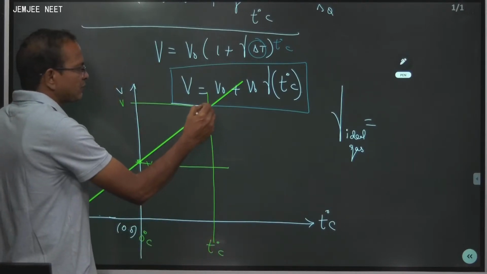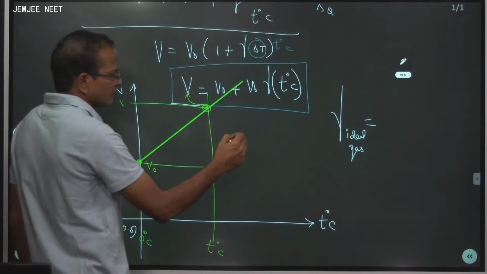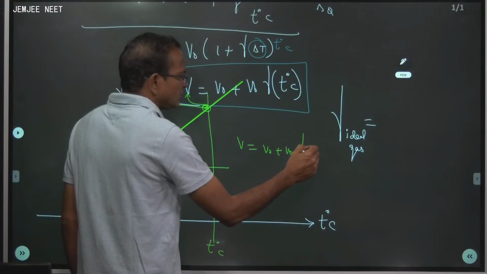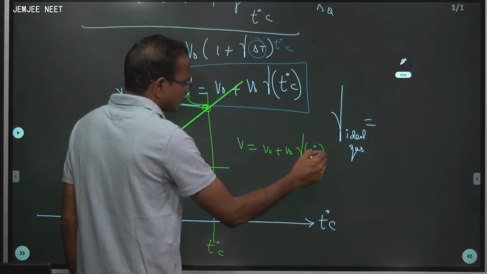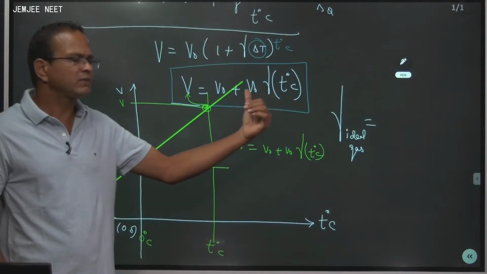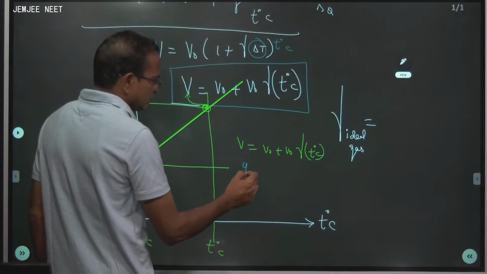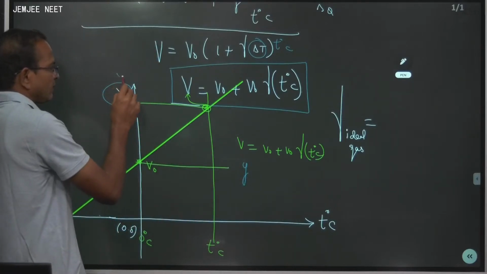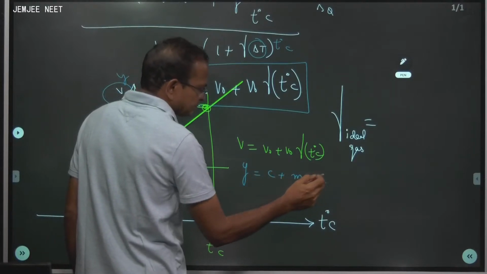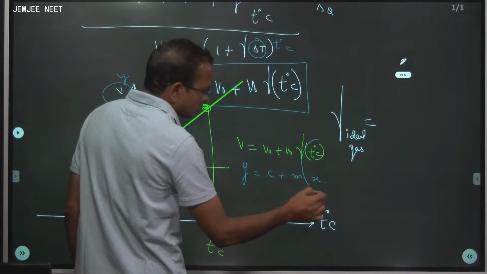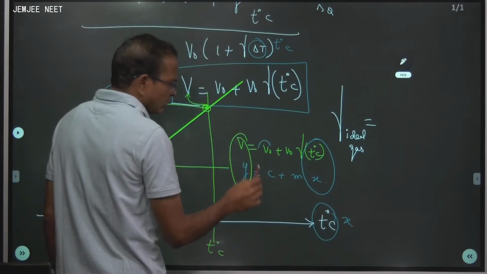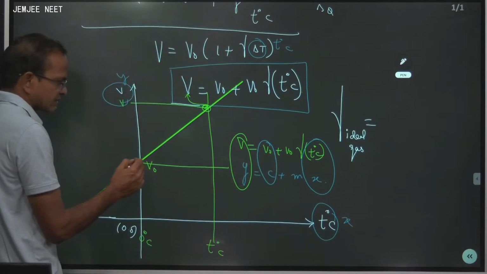Now, what is the expression for this V? That is what is given here. V is equal to V naught plus V naught gamma T degrees Celsius, or delta T, that is your choice, already I told you. Now, this equation is a straight line equation very clearly, because Y is equal to C plus mx. This is x axis, this is y axis, V naught is the y intercept.